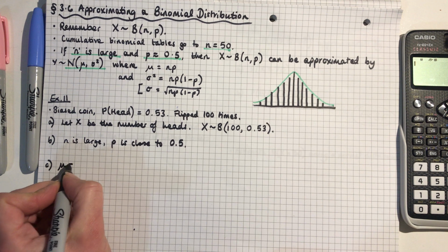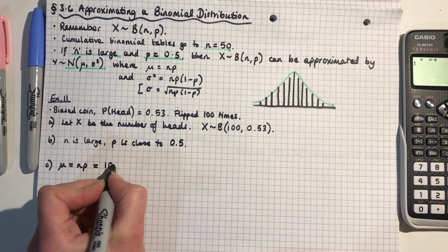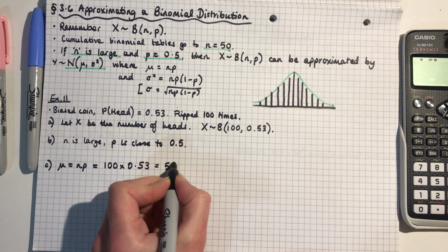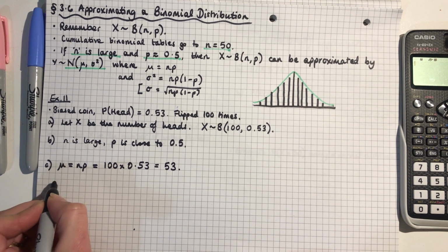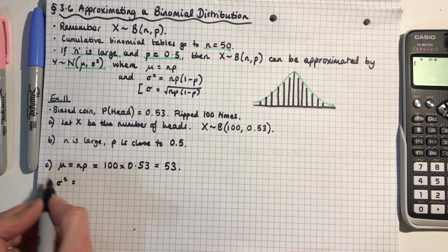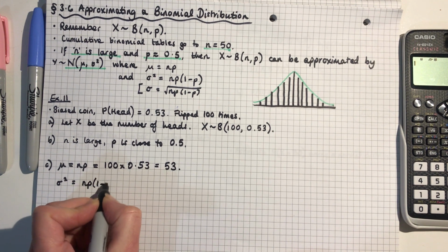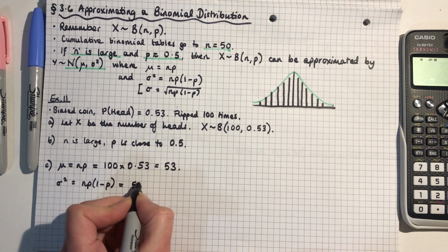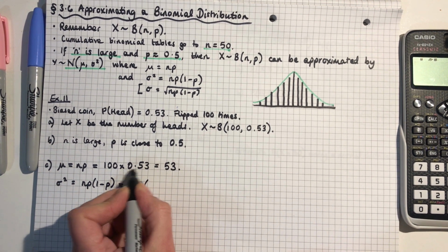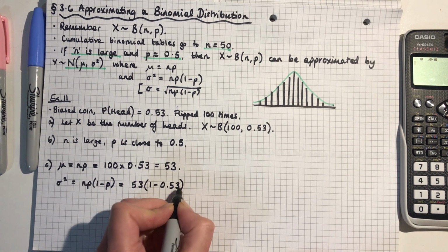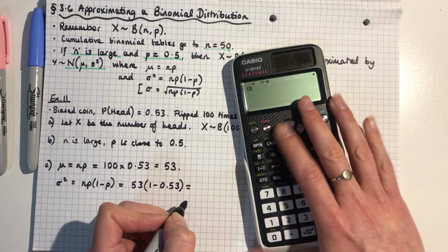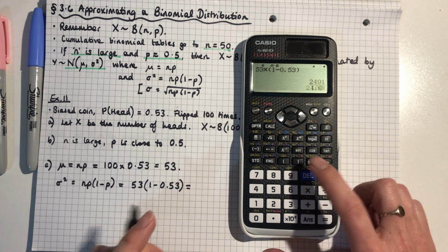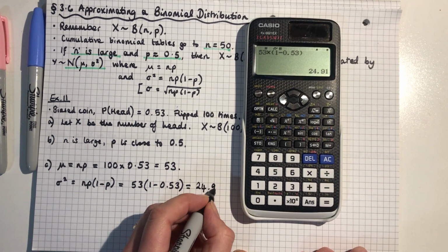So we'd say that mu, that's np, so that's 100 times 0.53, so that gives us 53. And let's start with the variance, sigma squared, that's going to be np(1 minus p). np we've already worked out was 53. 1 minus p is 1 minus 0.53 or 0.47. So that gives us a variance of 24.91.